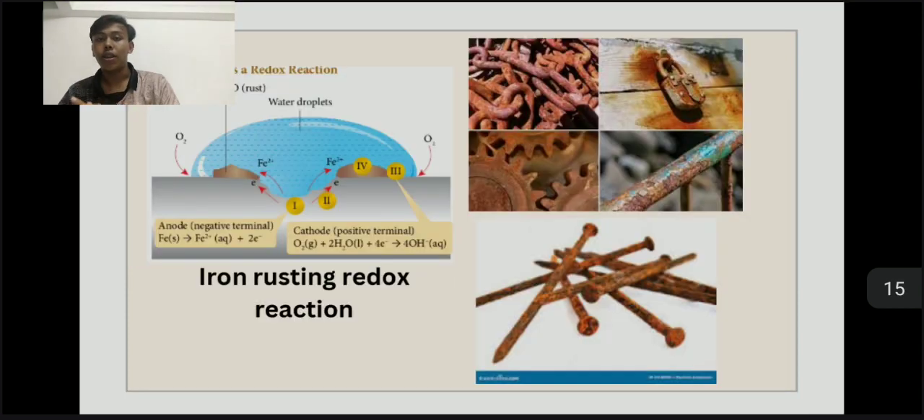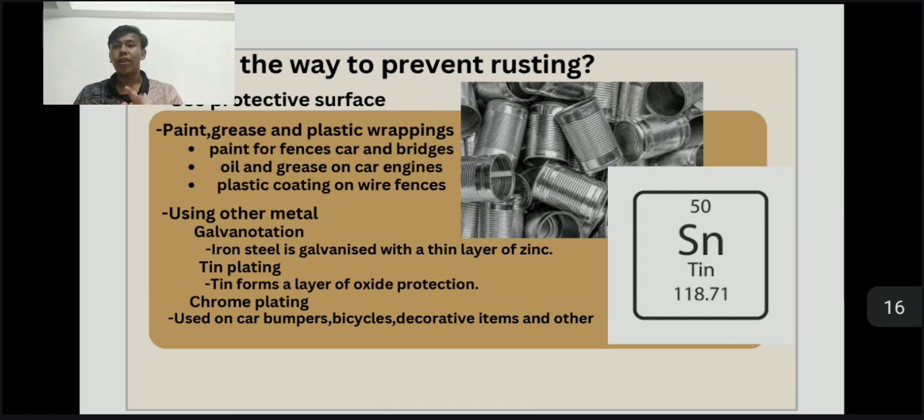This is the redox reaction of iron. As you can see, the surface of the iron in the middle of the water droplets is actually where the concentration of oxygen is the lowest, which serves as anode, aka negative terminal. In this case, ferrum atom is actually being oxidized by losing electrons to create ferrum 2 ion. On the other side, oxygen O2 that dissolves in the water droplets accepts electrons and undergoes a reaction to form hydroxide ion, OH. What is the way to prevent rusting?